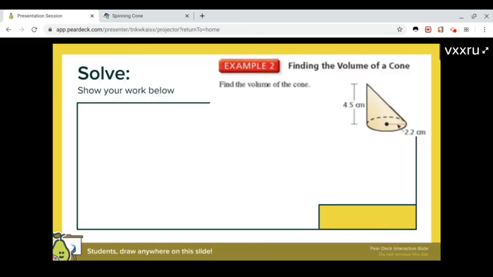Okay, so here's another one. It says find the volume of the cone. This is going to give you an opportunity to go ahead and try this one. So I'm going to go ahead and try this on my phone just so that we can see how it would look.